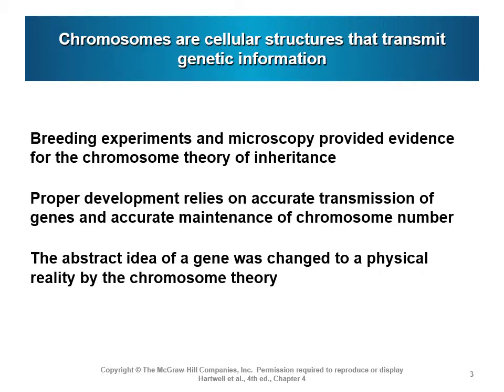Proper development requires accurate transmission of genes and accurate maintenance of chromosome numbers. We have already discussed cases of disorders that are caused by either transmission defects or defects in the number of chromosomes. Before chromosome theory, there was a very abstract understanding of the genes and the physical reality of it.